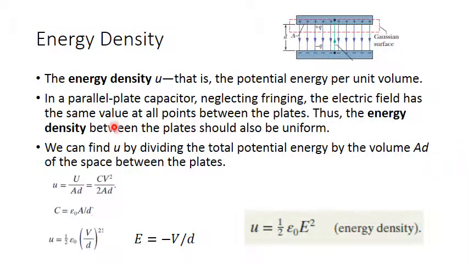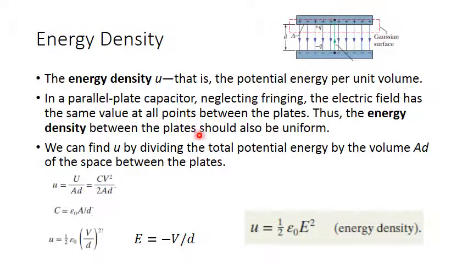In the parallel plate capacitor, neglecting fringing, the electric field has the same value at all points between the plates, thus the energy density between the plates should also be uniform. We can find the energy density, small u, by dividing the total potential energy by the volume A d of the space between the two plates. So the energy density would be the total stored energy divided by the volume of the capacitor.